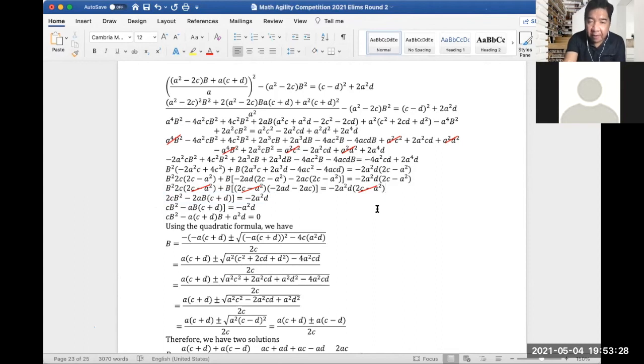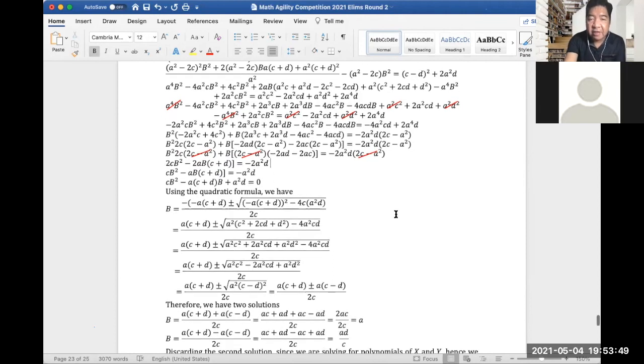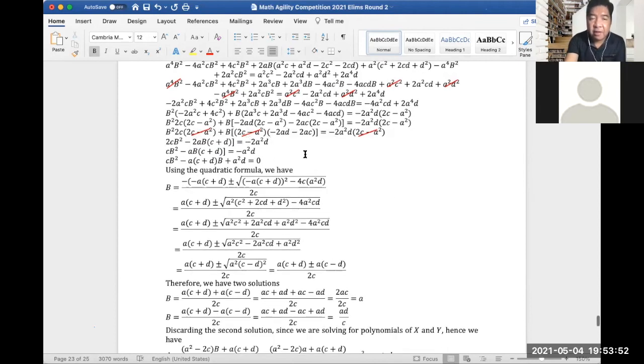So this is what I did. I was able to factor out the common factor, the quantity 2c minus a squared. On the first term, I have that. The second term also has that one. And on the right hand side, so that means I can cancel it out, right? So from the three terms here, what is left is 2cb squared minus 2ab times (c plus d) equals negative 2a squared d.